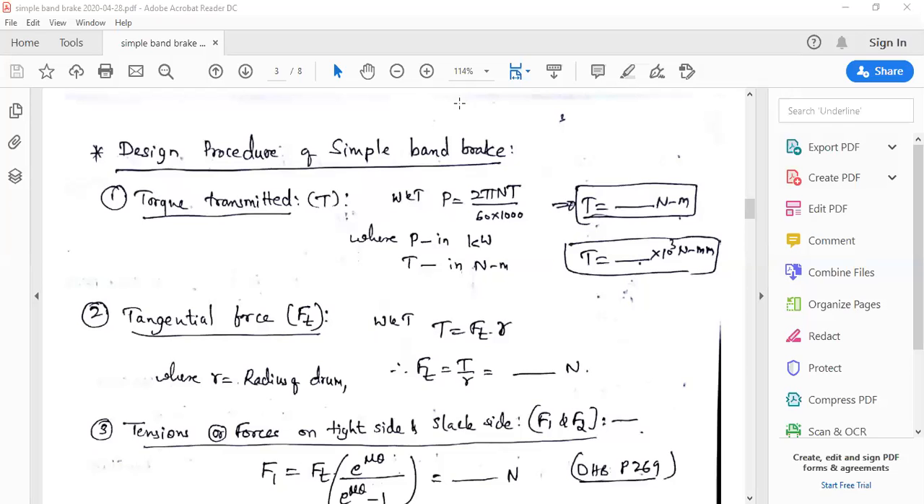Hello, dear students. Welcome back to the session. Now, in this session, we will discuss the design procedure of a simple band brake.